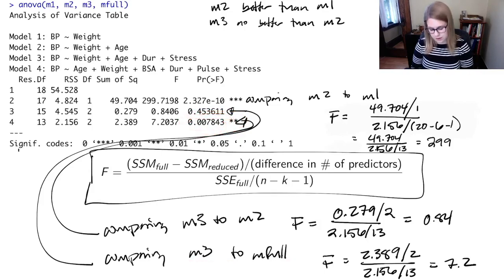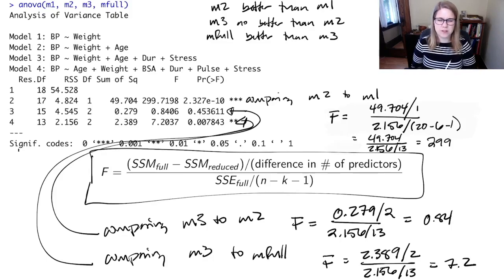Is M full better than M3? Yes. M full is better than M3. So it doesn't really tell us which one is the best. I know that M2 is better than M1, and I know that M full is better than M3, but if I actually wanted to compare M2 and M full, I would have to run this again without that M3 in there. Maybe I'll go back to R to actually try that out.